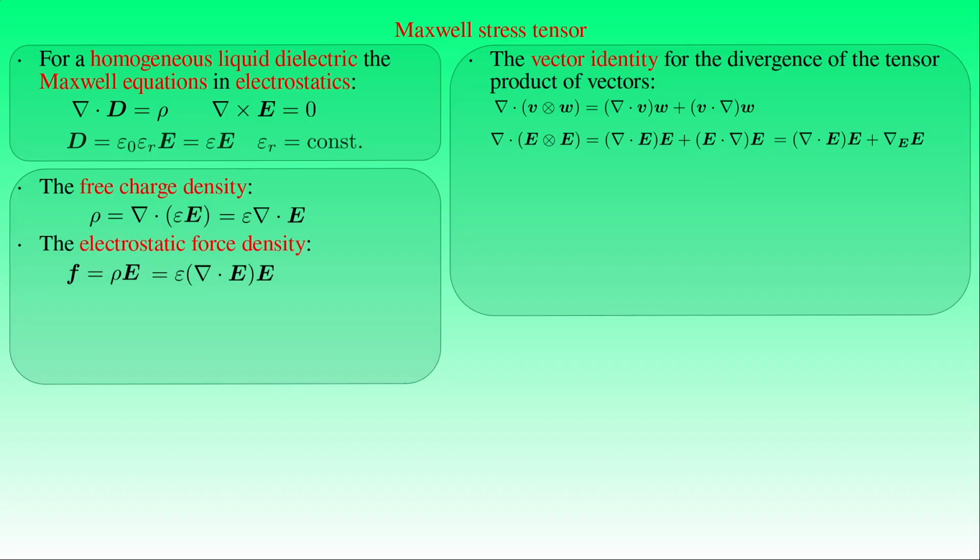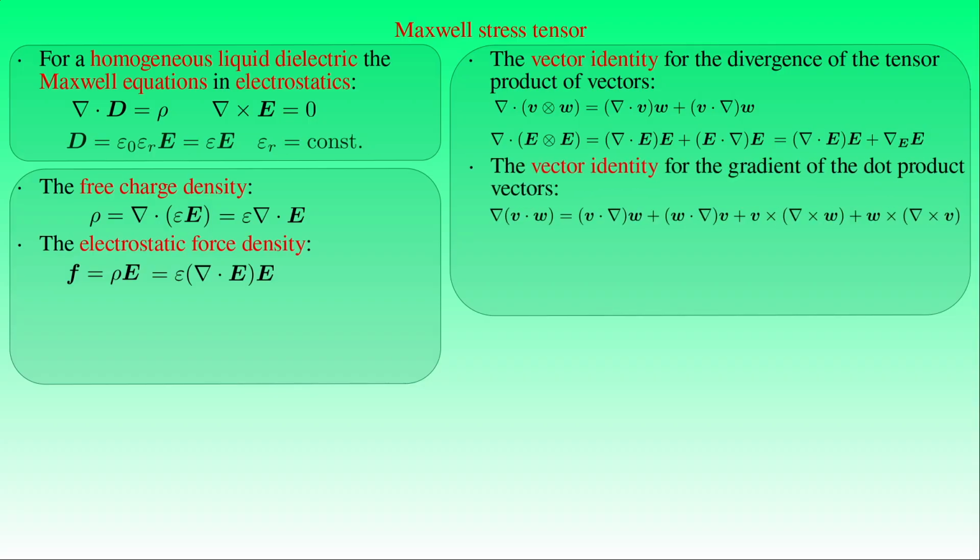We also apply another vector identity for the gradient of the dot product of the vector fields V and W, stating that it is equal to the derivative of W in the direction of V, plus the derivative of V in the direction of W, plus the cross product of V with the curl of W, plus the cross product of W with the curl of V. For V and W equal to E, this identity can be reduced to the equation stating that the gradient of E squared is given by 2 times the derivative of E in the direction of E, plus 2 times the cross product of E and the curl of E. The second term in the right-hand side vanishes due to the fact that the electrostatic field E is curl-free, as stated in the second Maxwell equation.